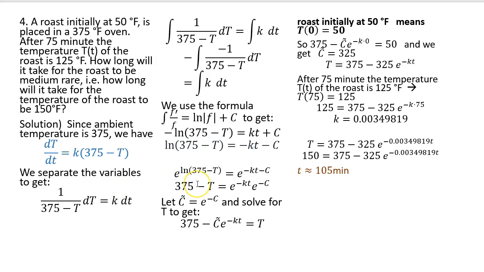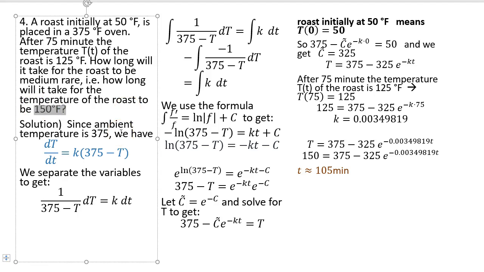Number 4, a roast initially at 50 degrees Fahrenheit is placed in a 375 degree oven. At 75 minutes it's 125 degrees. And how long would it take to reach 150 degrees?